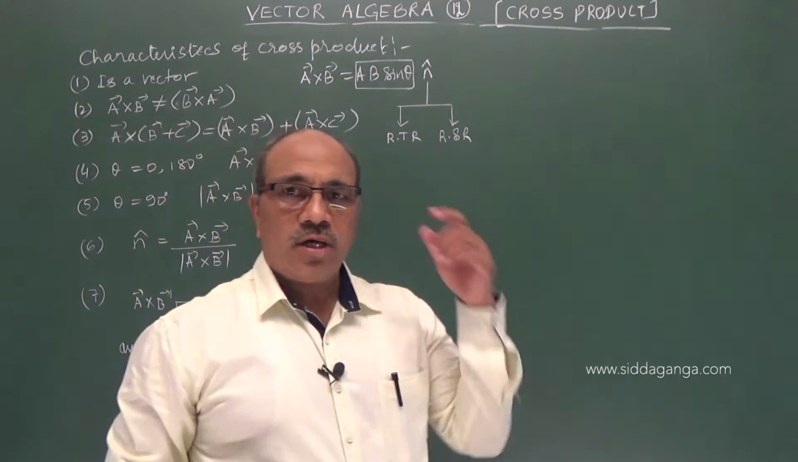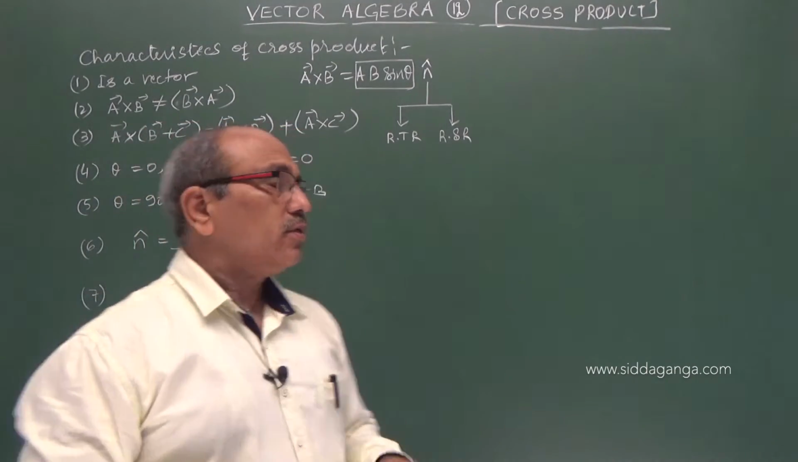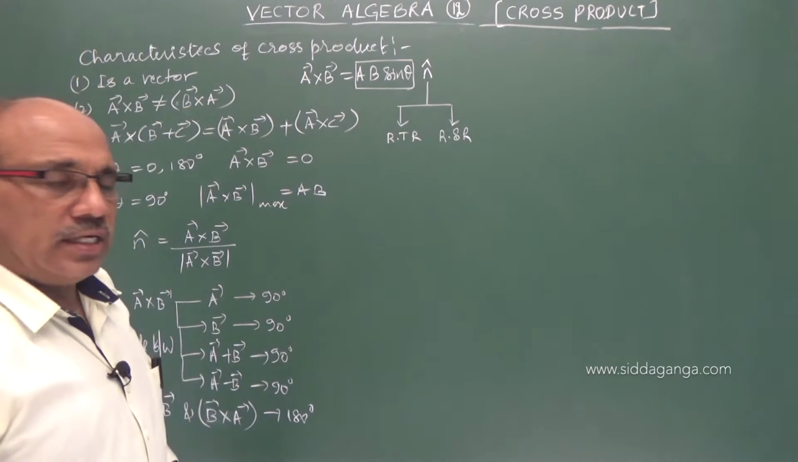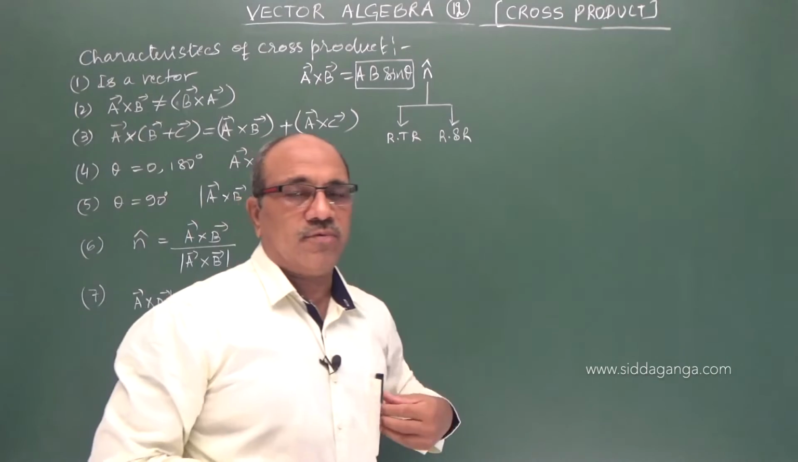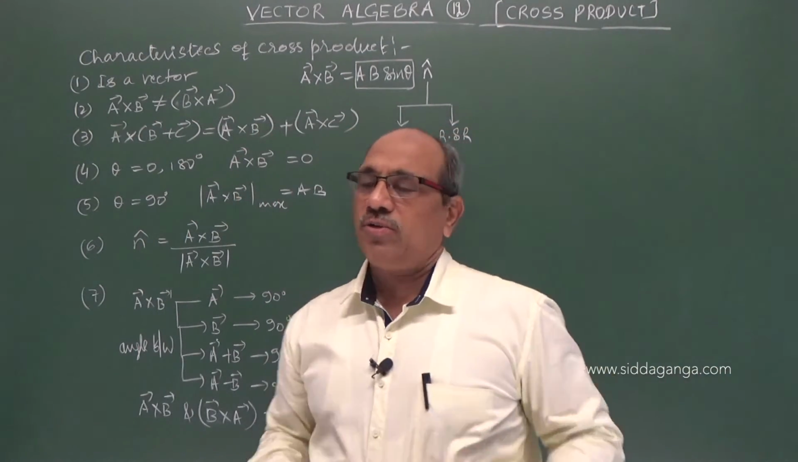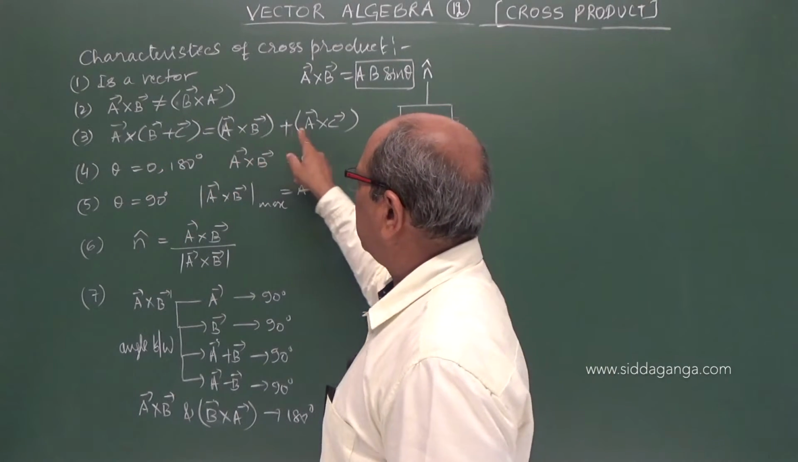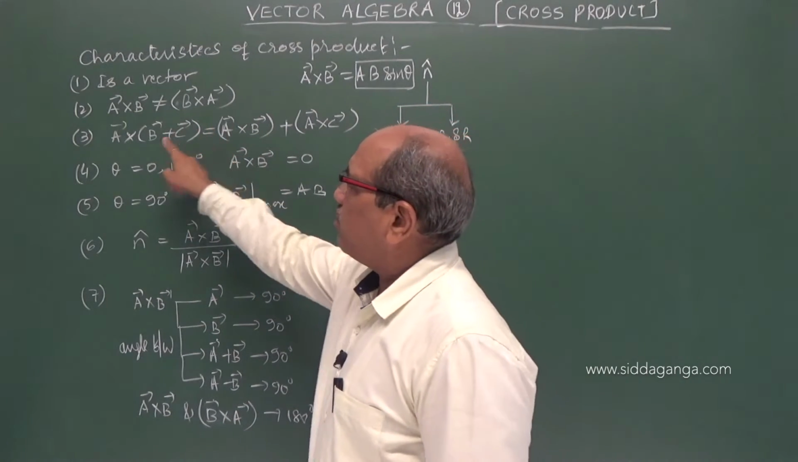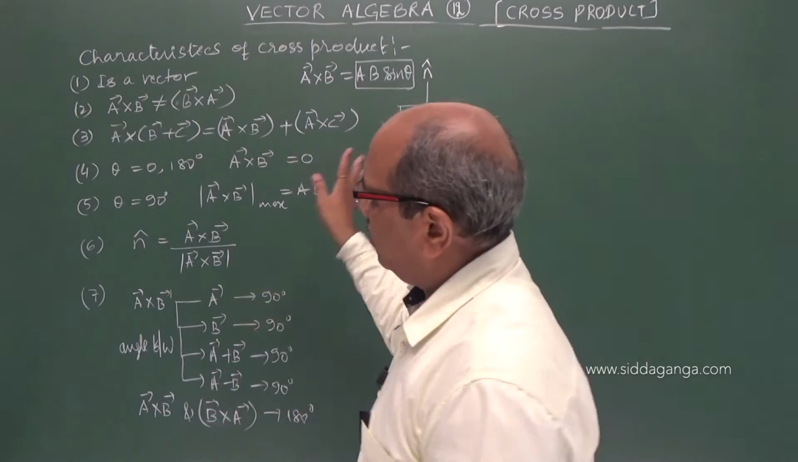And now we have to know about the characteristics when we apply it in physics concepts. So the characteristic is it is a vector. It has both magnitude and direction. And next, A cross B is not equal to B cross A. Therefore, cross product is not commutative, but dot product is commutative. Similarly, A cross (B plus C) equals A cross B plus A cross C. I told you in the previous video, strictly the order of the vectors should be maintained. If you make any changes, that cannot be obeyed.